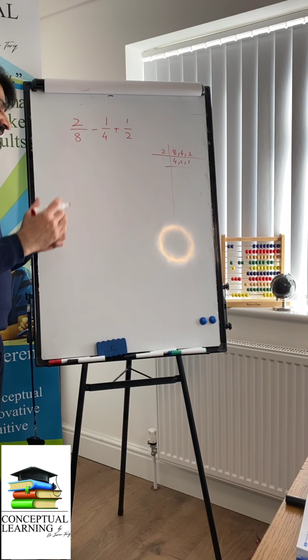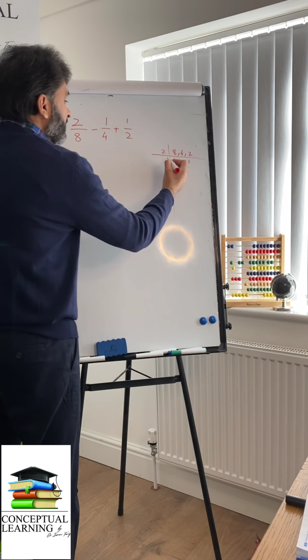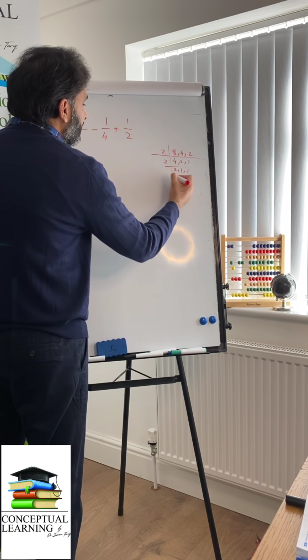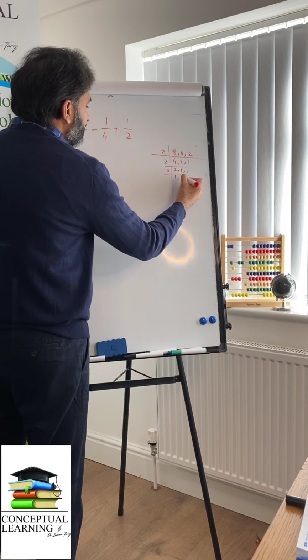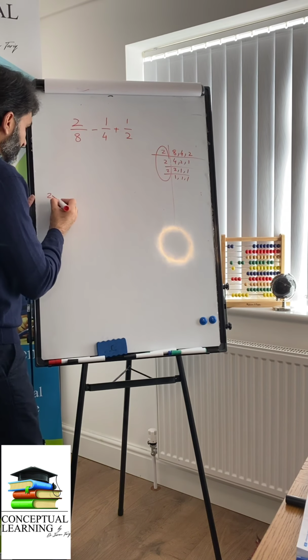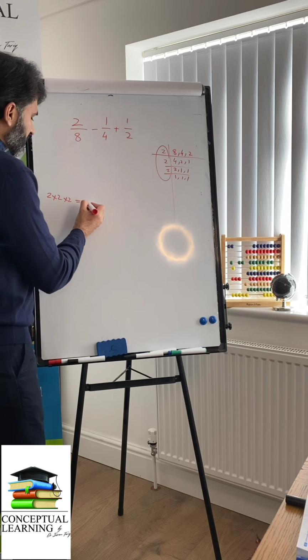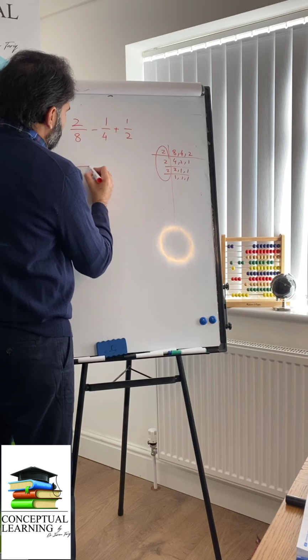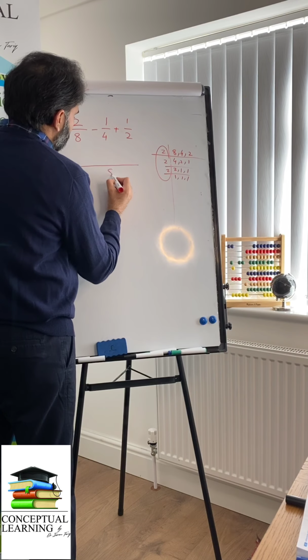So 4, 2, 1. These still go with 2, so I have to go on 2. 2 into 4 is 2, and 2 into 2 is 1, and then 1, and 2 into 2 is 1, 1, 1. So if you multiply these together, 2 times 2 times 2, you get 8. This is your common denominator. I write down here the common denominator is 8.